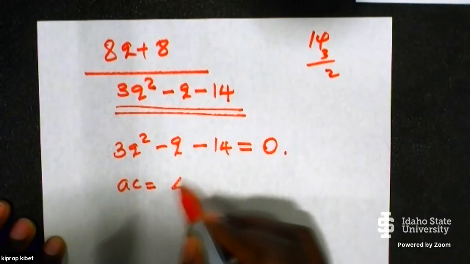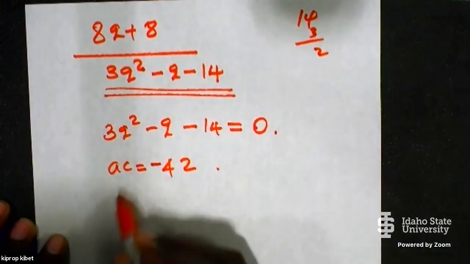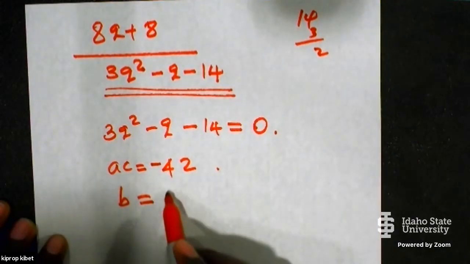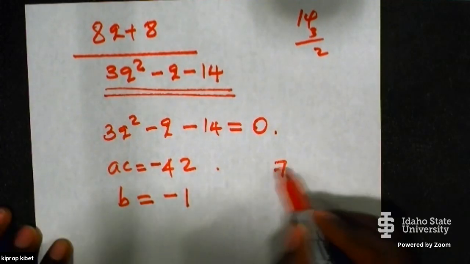Is it 42? And then, so negative what? 42. And what is B? B is equal to what? Negative 1, right? So what are the two numbers in which the product is 42 and negative 42 and the sum is minus 1? Negative 7 and 6. Okay, so we have 7 and 6.